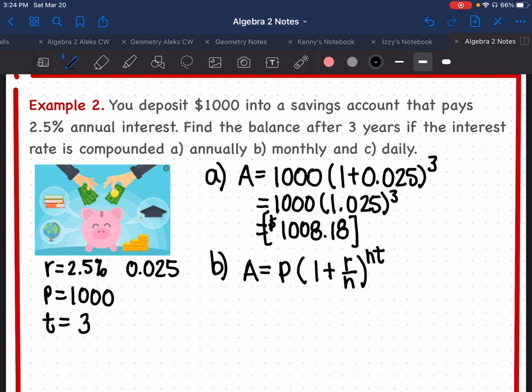Oh, I have a new variable. And my new variable is n. N is going to be the number of times the interest is compounded within the year. Compounded, guys, just means that it's being given more money. Okay.